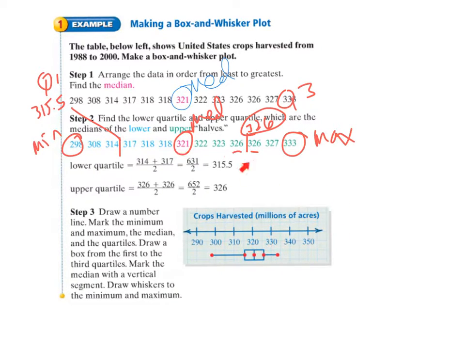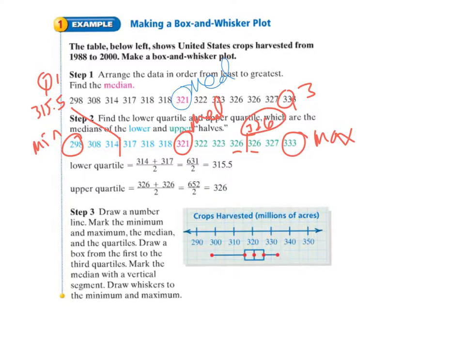Then the median, put a dot there, 321. Then quartile 1, that's 315.5, put a dot there, right? Then quartile 3, which is 326, put a dot there. Now these 3 middle dots, you make a box around them, like I did here. Notice a line down the middle, and a box, and then just make the whiskers here and here.